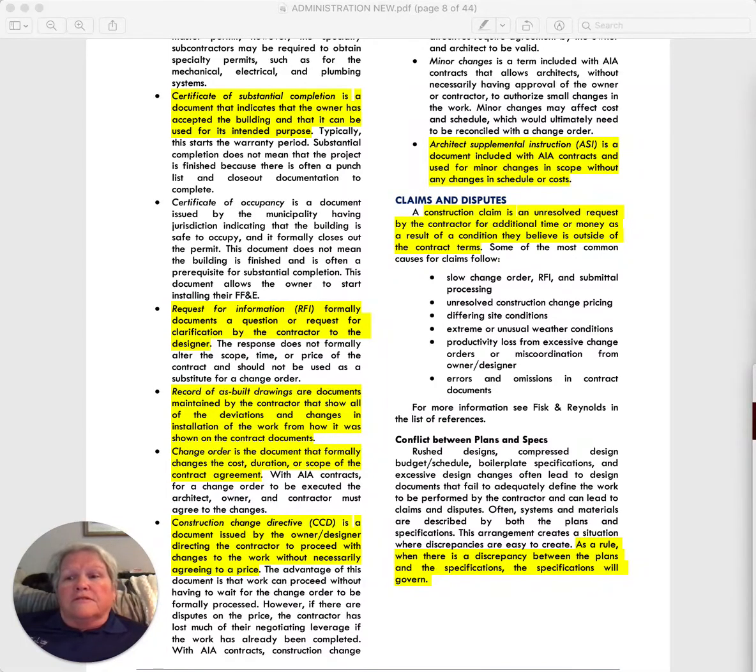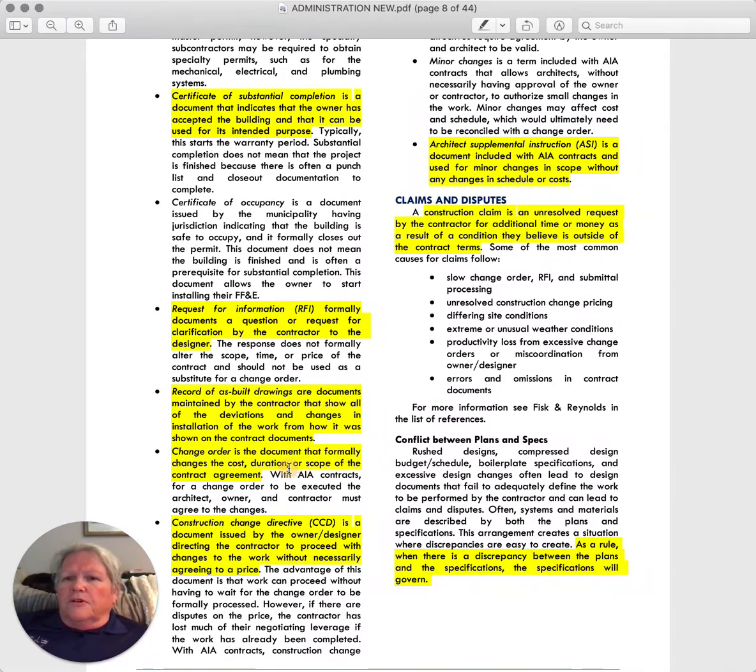That can be a rather tedious task. Trust me, I've encountered that before, and it can get very convoluted, particularly if the owner has a unique system that they're using for their documents and requires that all that be converted into it. So it's a very important aspect of the closeout phase.